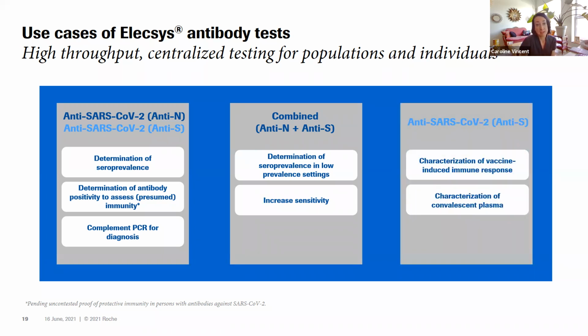And then we also have the anti-S assay, which is relevant based on the vaccines that are currently available in Canada, which target the spike protein of the virus. So these antibody assays, of course, can be used to look at the vaccine-induced immune response at the antibody level. And because the assay from Roche is quantitative, this assay could also be used for the characterization of convalescent plasma for donation.